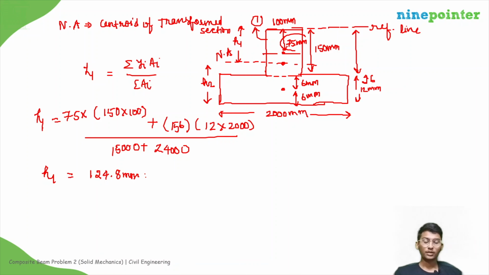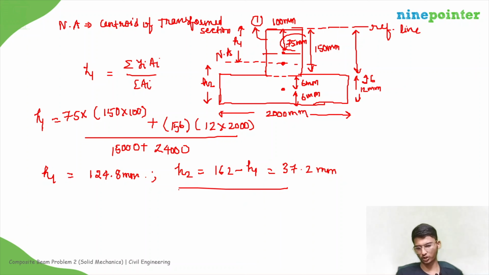See, in the previous method, for calculating H1, we did tedious calculations. We did many steps, but here it is going very easily, a little bit easier compared to the previous method. So we got H1. From that we can write H2 is equal to 150 plus 12, that is 162, minus this H1, so that will be 37.2 mm. So this is H2. We got H1 and H2.